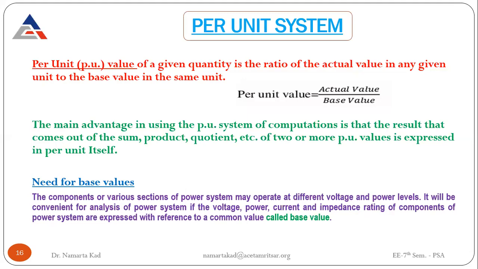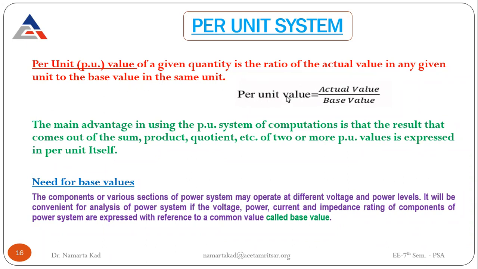So hello students. Let's start with the next topic, that is the per unit system. What is the per unit system? In short it is generally written as p.u. in small letters. The per unit value of a given quantity is the ratio of the actual value in any given unit to the base value in the same unit.